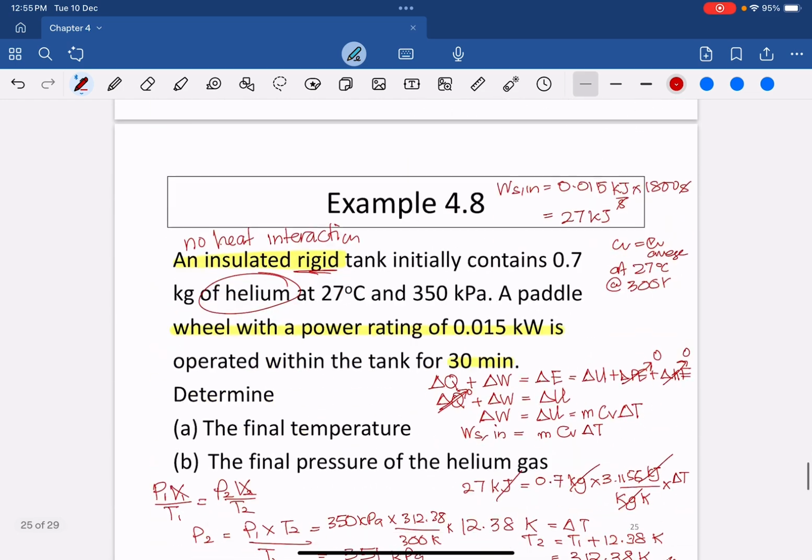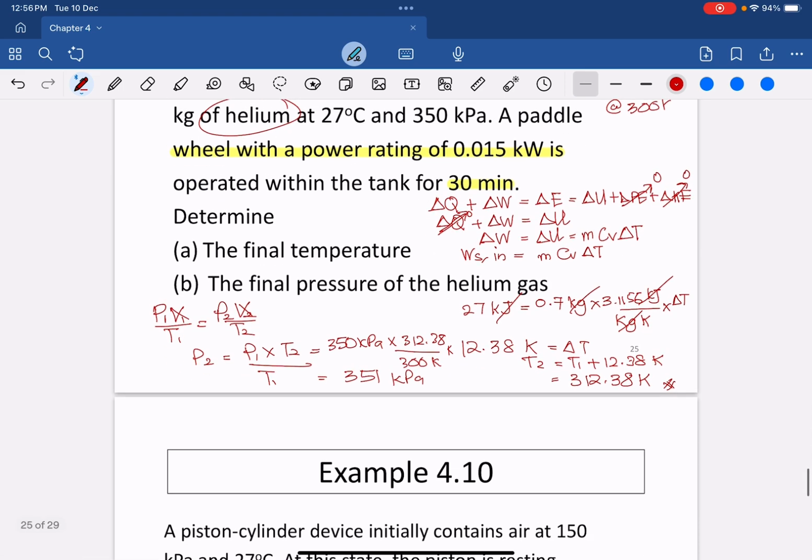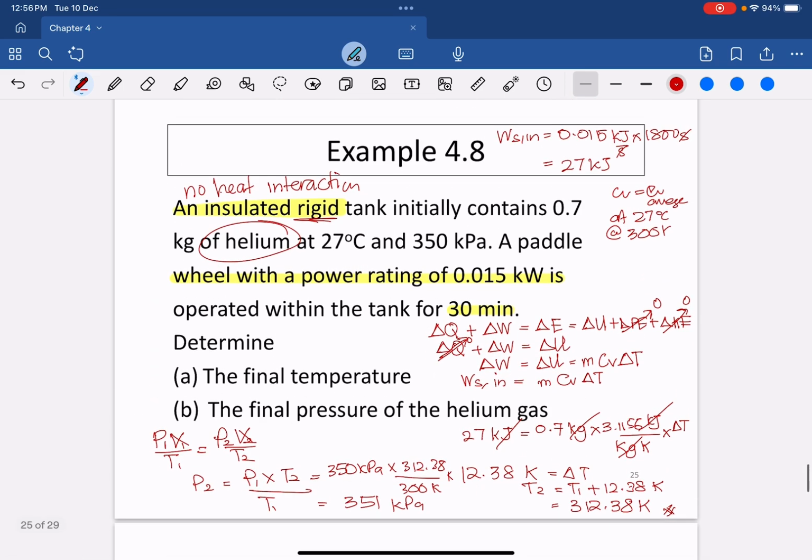I think I'll stop here. We stop here on how to use the specific heat capacity in solving the energy balance. I'll stop this video because it's quite long now.